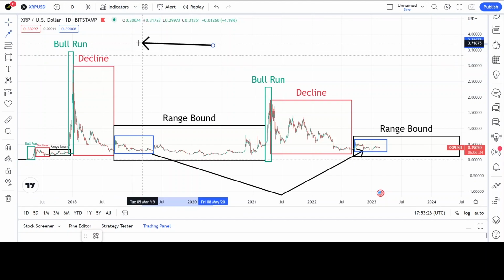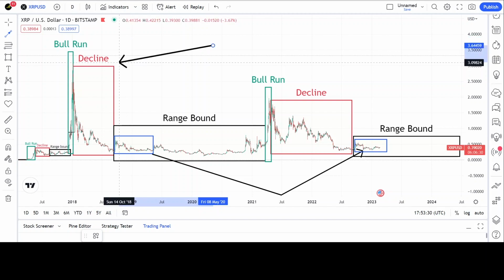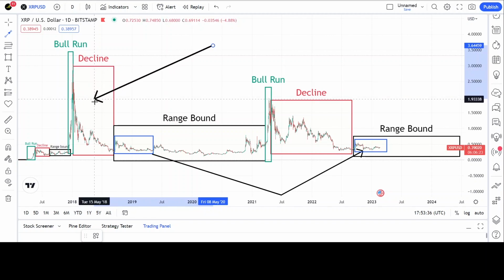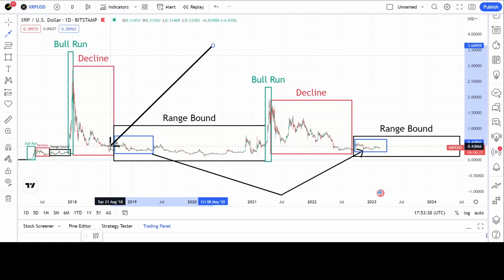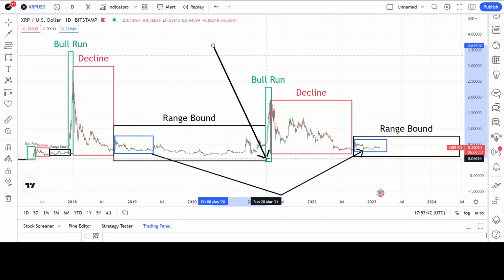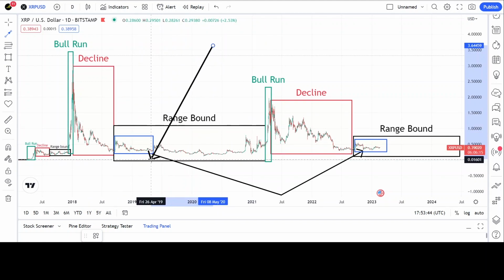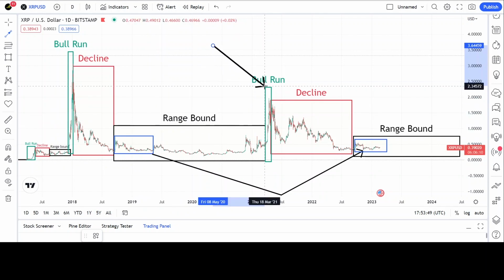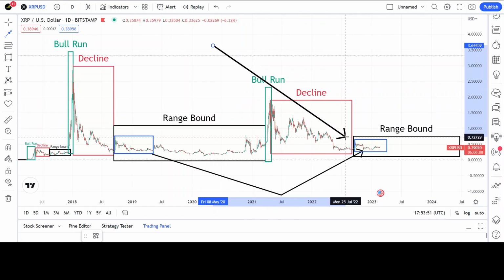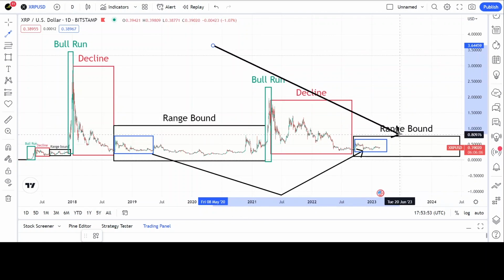So XRP consists of three basic phases. So you have your bull run right here, and then after the bull run, you have a decline in which price does what it says. It declines down to a point, at which point it moves into a range-bound sideways time. And we see this repeated throughout the chart. So here it repeats again. We have the bull run, we have the decline, and now we're in that range-bound sideways time.